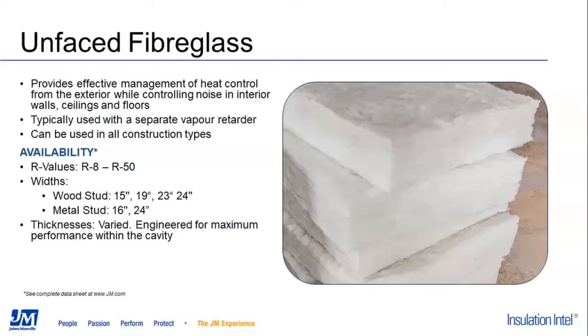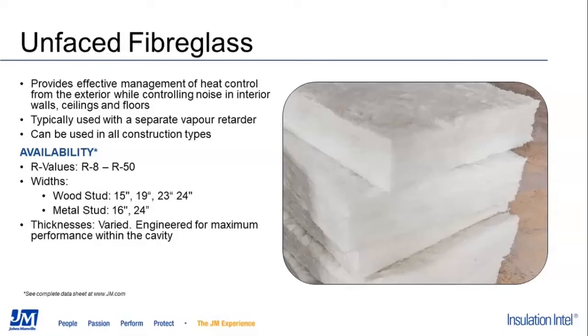And then talking about vapor retarders, in Canada, fiberglass batts are typically used with a separate vapor retarder, so you won't see pre-faced products in the availability list like you would see in the U.S. But we do have many R values ranging from an R8 to R50, and typical sizes we have available for wood studs are going to be 15-inch, 19-inch, 23-inch, and 24-inch. The 24-inch is really going to be in these attic applications for higher R values. And on the metal stud side, we have 16-inch and 24-inch.